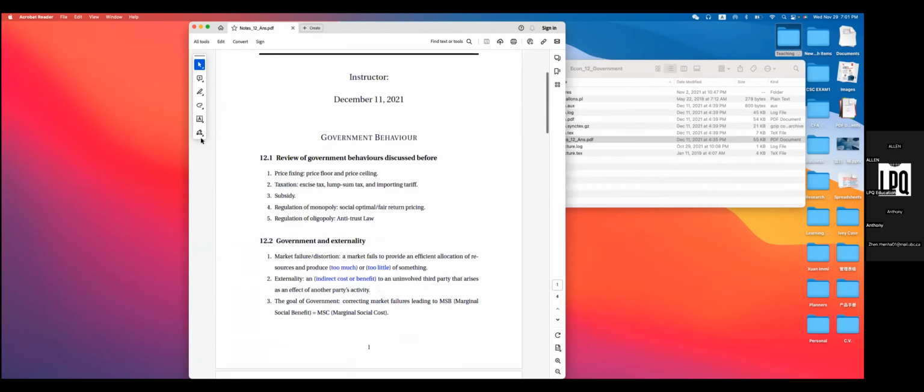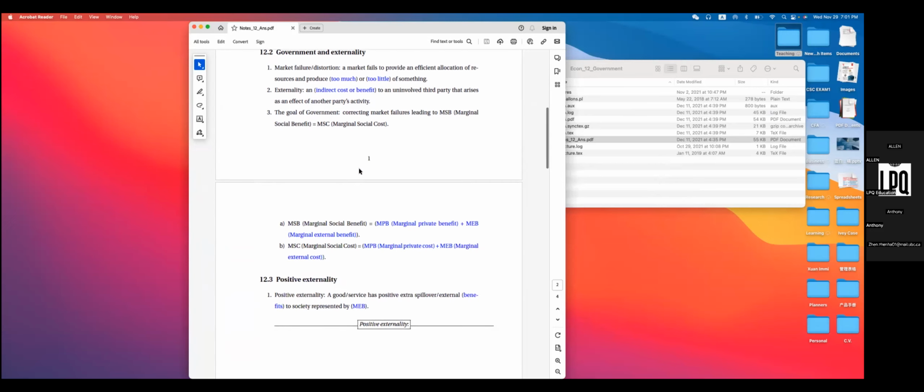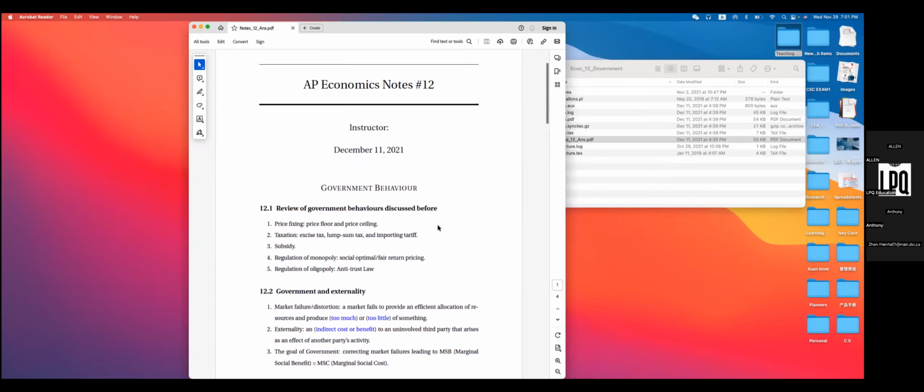Hello guys, last week we finished notes number 11. We already finished all the notes 11 last week. So this week is the last lecture of our macroeconomics.